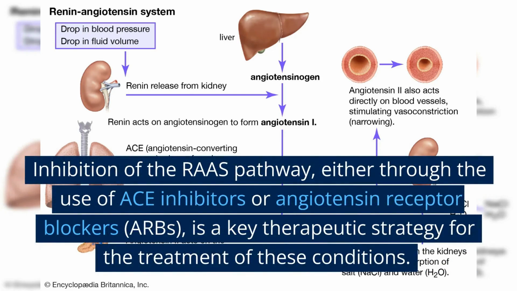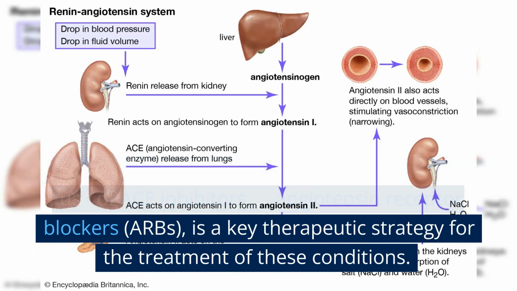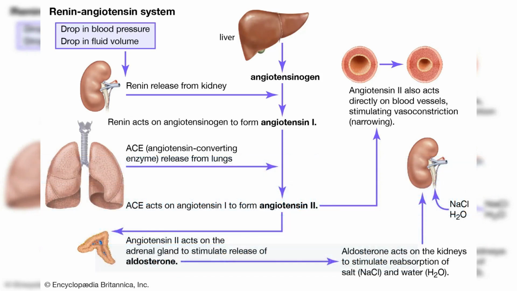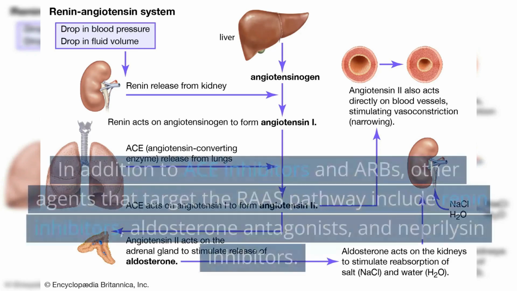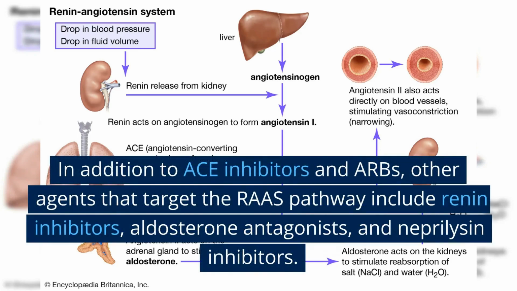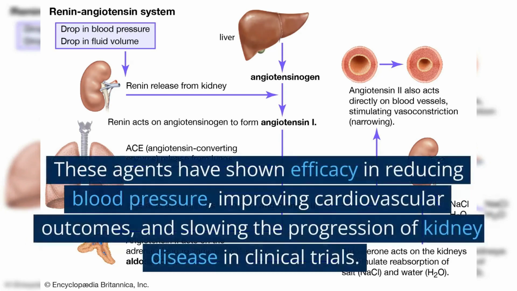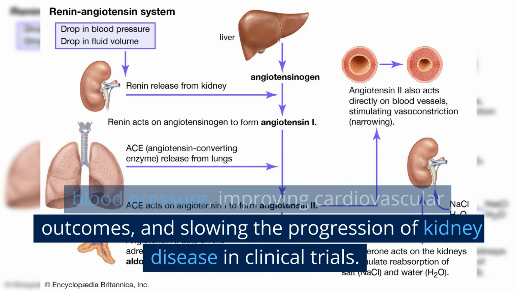Inhibition of the RAS pathway, either through the use of ACE inhibitors or angiotensin receptor blockers, ARBs, is a key therapeutic strategy for the treatment of these conditions. In addition to ACE inhibitors and ARBs, other agents that target the RAS pathway include renin inhibitors, aldosterone antagonists, and neprilysin inhibitors. These agents have shown efficacy in reducing blood pressure, improving cardiovascular outcomes, and slowing the progression of kidney disease in clinical trials.